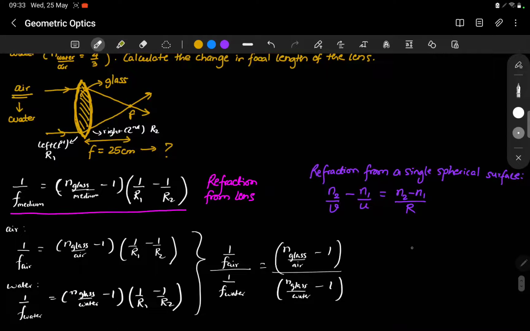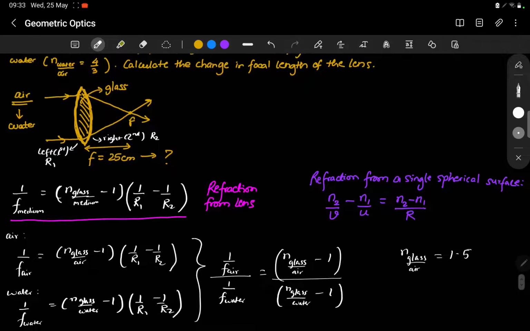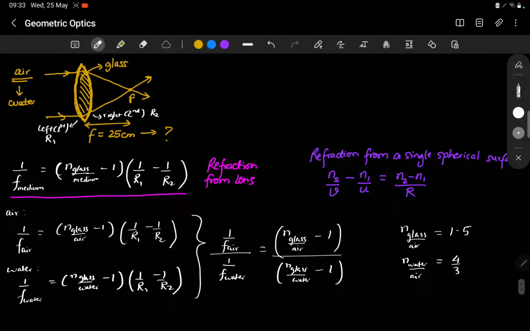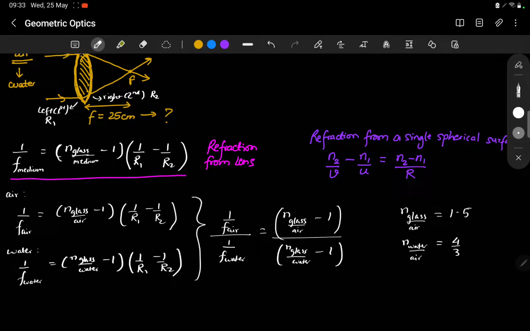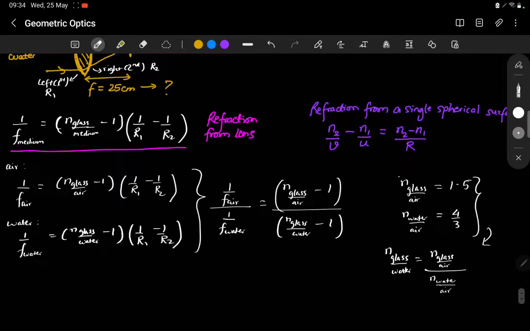Now we are given that refractive index of glass with respect to air is 1.5. Also, we are given refractive index of water with respect to air, which is 4/3. So from this, we can find out refractive index of glass with respect to water. It is nothing but refractive index of glass with respect to air divided by refractive index of water with respect to air. This is from the definition of refractive indices, how we define refractive index.